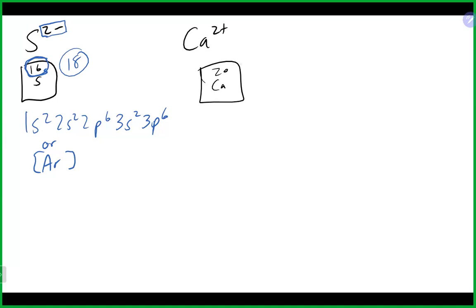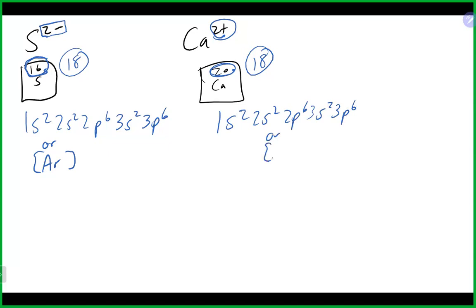Calcium has 20 protons in a neutral situation, which means it also has 20 electrons. The +2 means it has lost 2 electrons, which means it will end up at 18 in this case, right? Which means it has the identical electron configuration as argon's configuration.